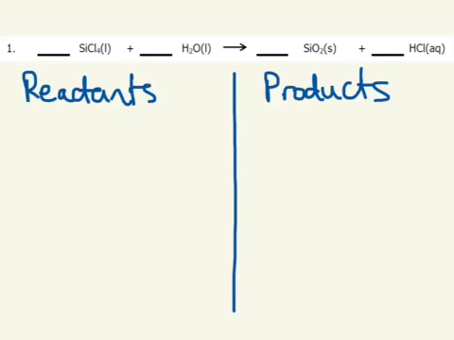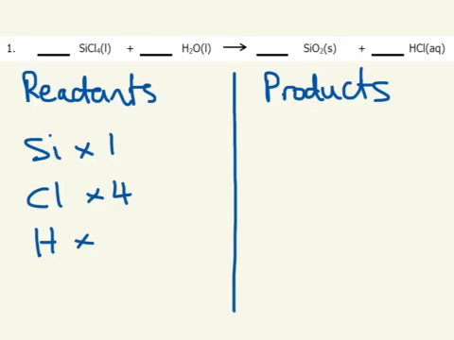Okay, so on my reactant side, you can see that in this molecule here, I've got 1 silicon atom and 4 chlorine atoms. So I need to write down silicon times 1 and chlorine times 4. And then over here in my water molecule, I've got 2 hydrogen atoms and 1 oxygen atom. The L in brackets here means liquid, and same thing over here for the silicon chloride. Okay, so I'm writing down my hydrogen times 2 and my oxygen times 1.